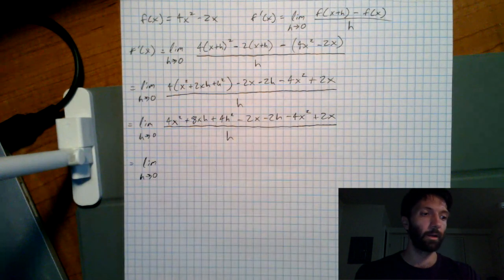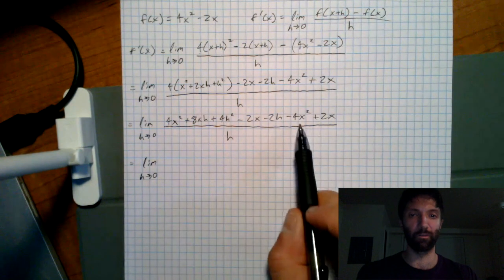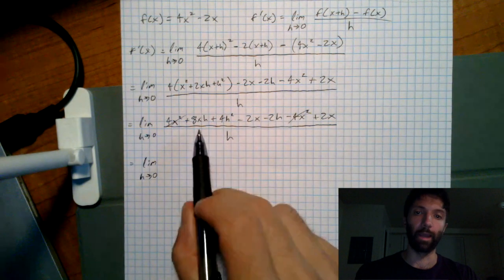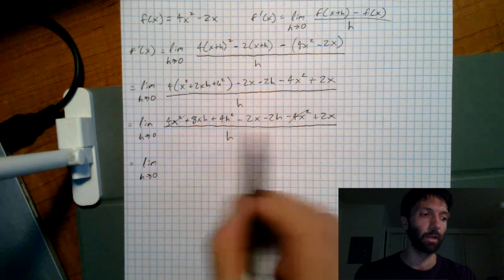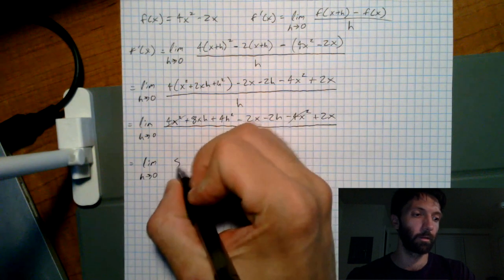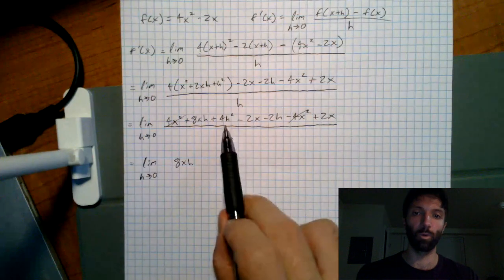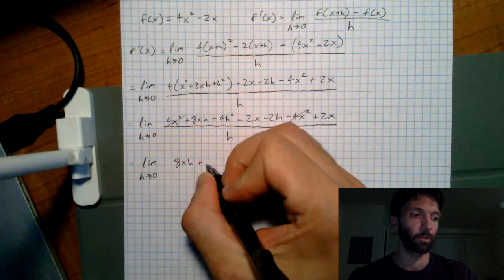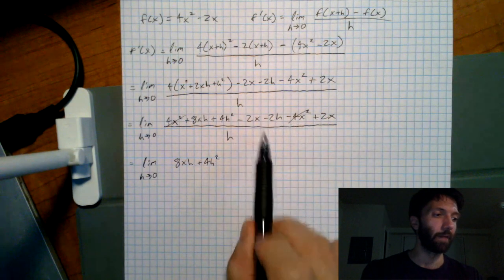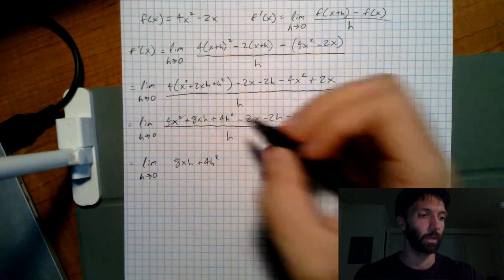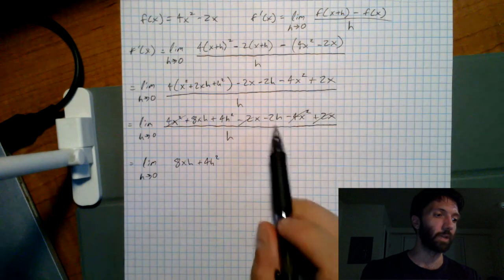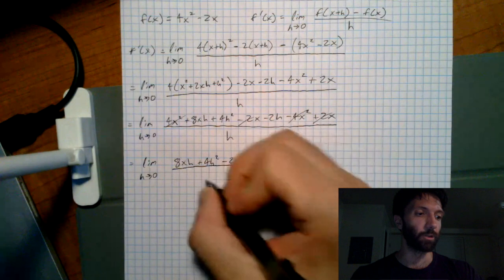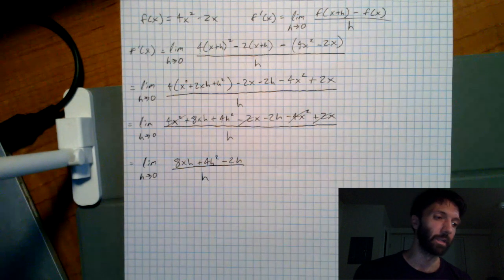So let's see what I have here. I have a positive 4x squared and I have a negative 4x squared, so I know those will cancel. Okay, I have an 8xh that doesn't have any like terms to combine with it, so I'll keep that. I have a 4h squared with no other h squared terms, so I'll keep that, the plus 4h squared. And then I have a minus 2x and a positive 2x, so those will cancel. And then I just have my minus 2h left.